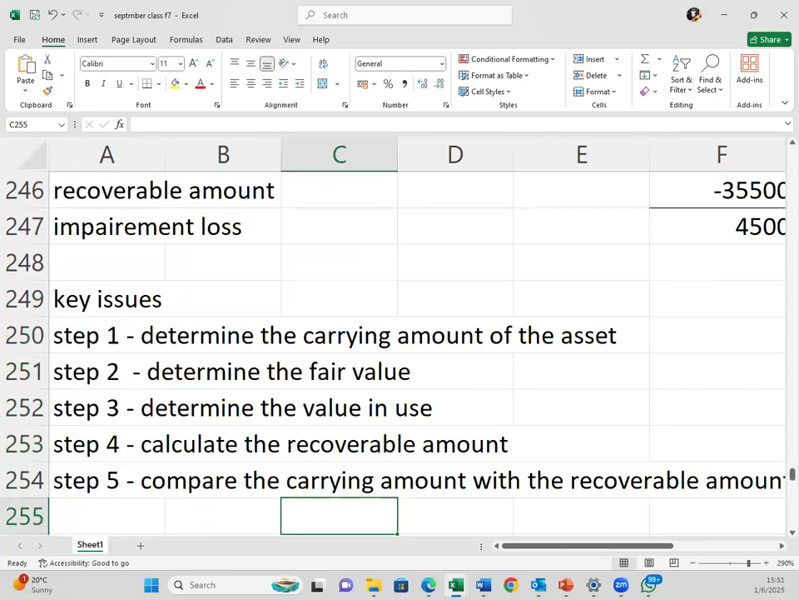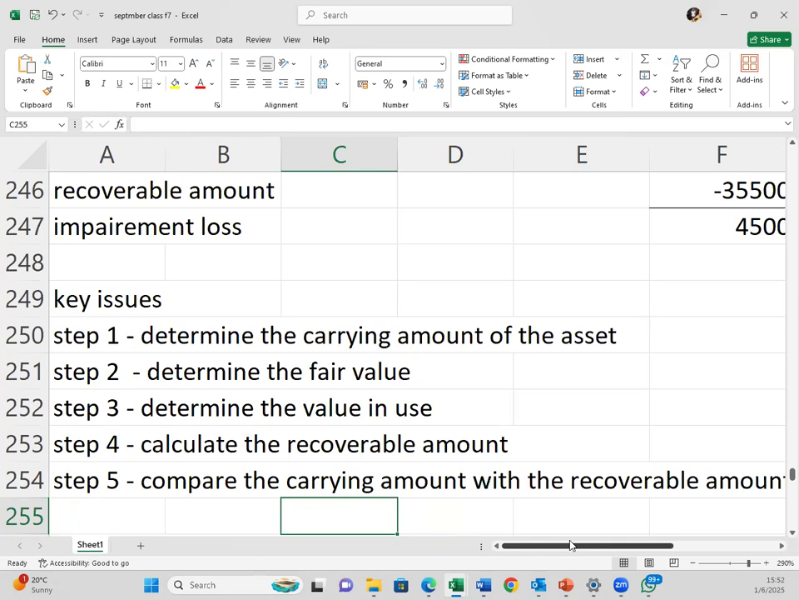Then the key steps. Step number one, you need to know the carrying amount at the date when you are conducting the impairment review. We also need to be able to determine the fair value. Do we have the fair value? We'll look at the factors IFRS states that we might consider when determining the fair value. So we need the fair value, that is the value we are likely to get in the market after we have deducted the selling cost.